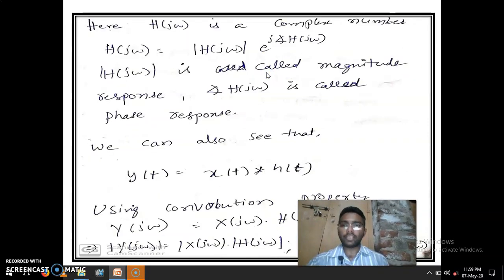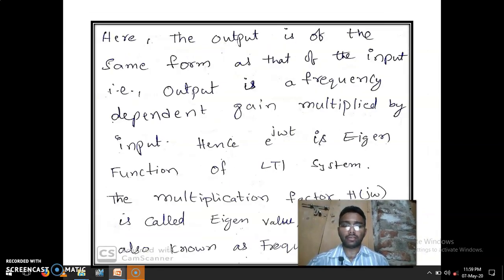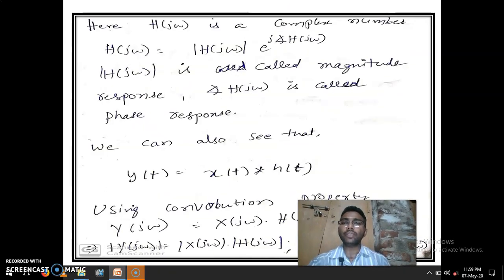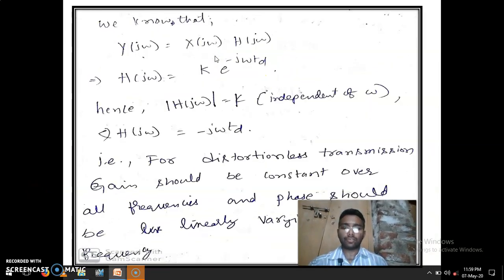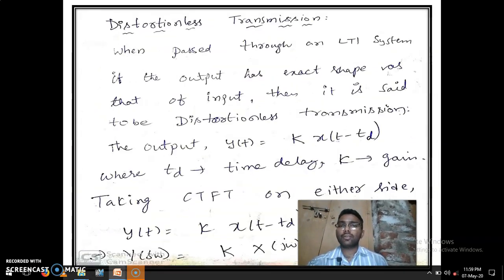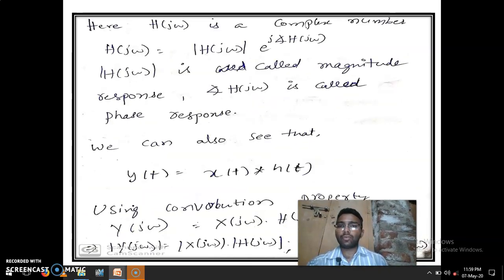Now let us move on. So we have H of j omega, the frequency response of the system, and H of j omega is a complex number. So every complex number will have a magnitude and a phase associated with it. The modulus of H of j omega is called the magnitude response of the system, and the angle of H of j omega is called the phase response of the system.